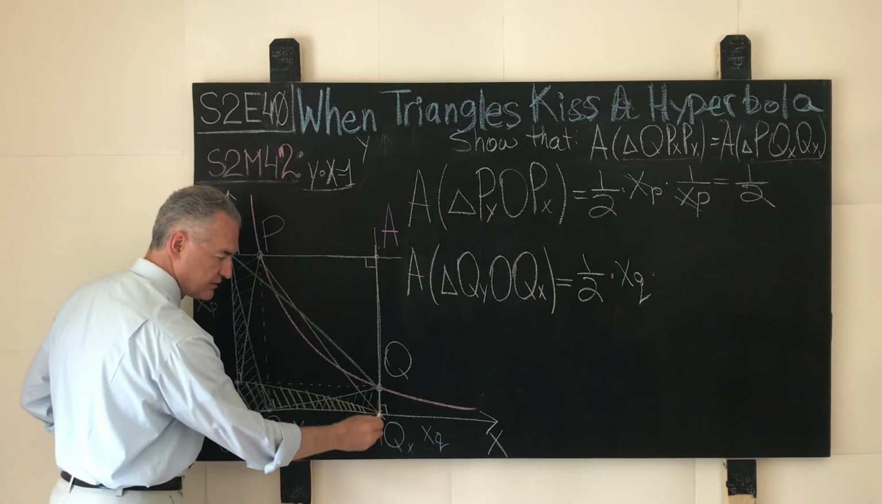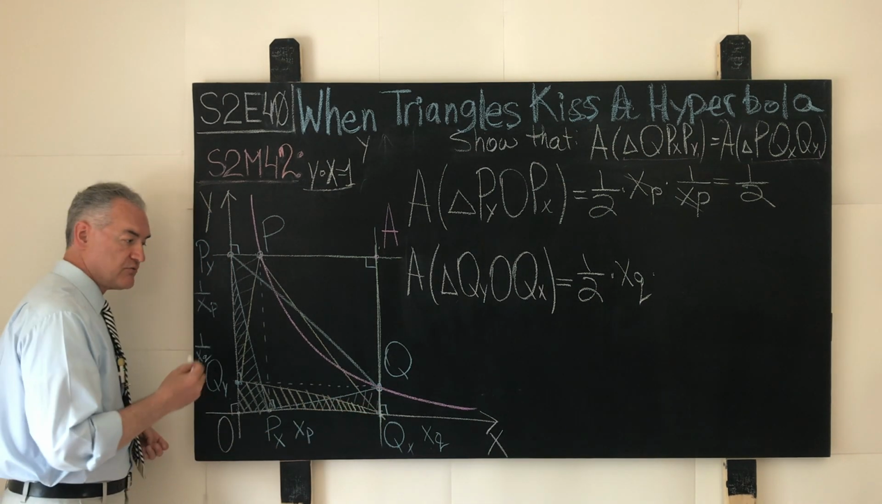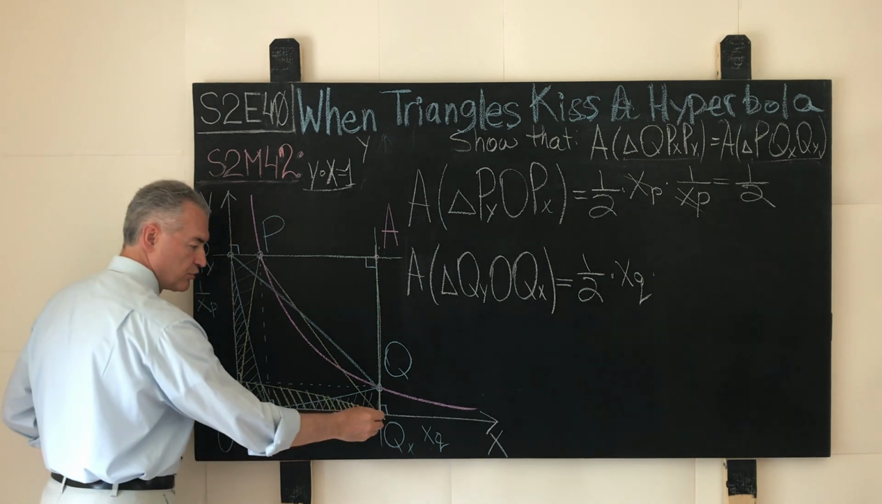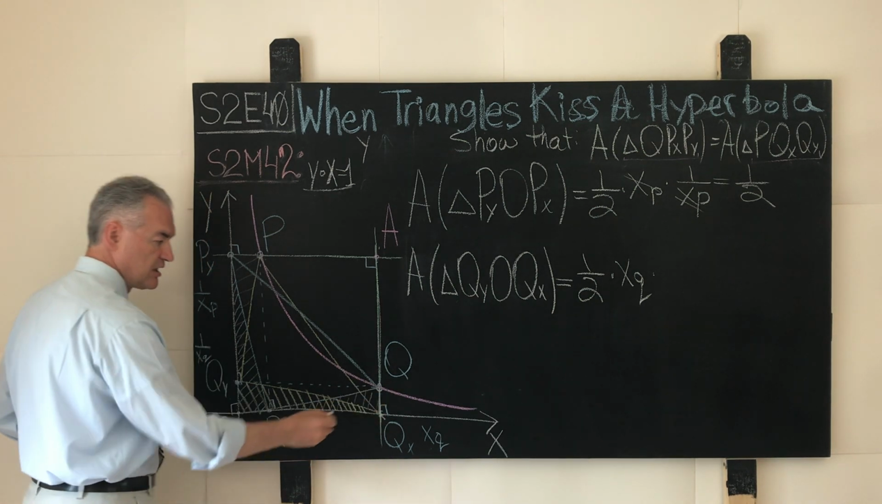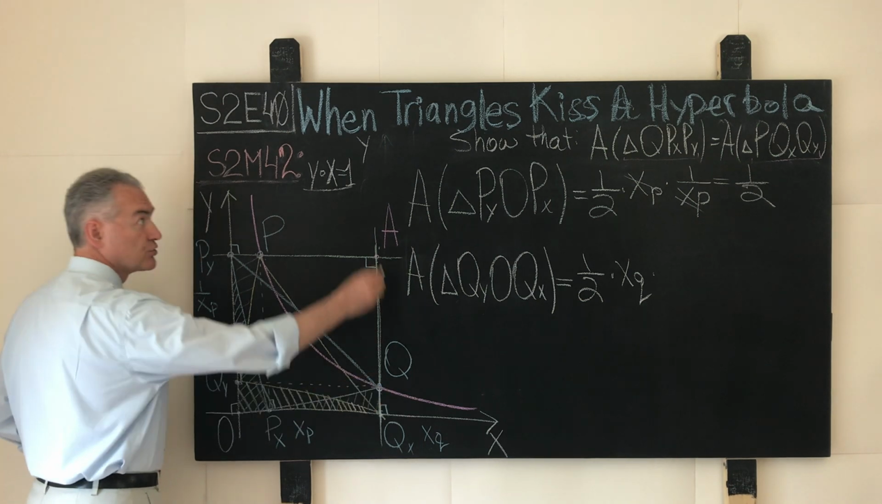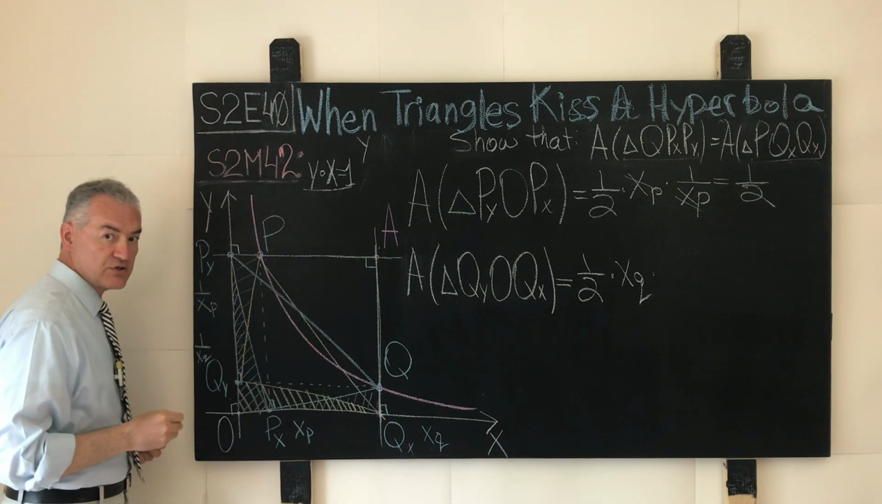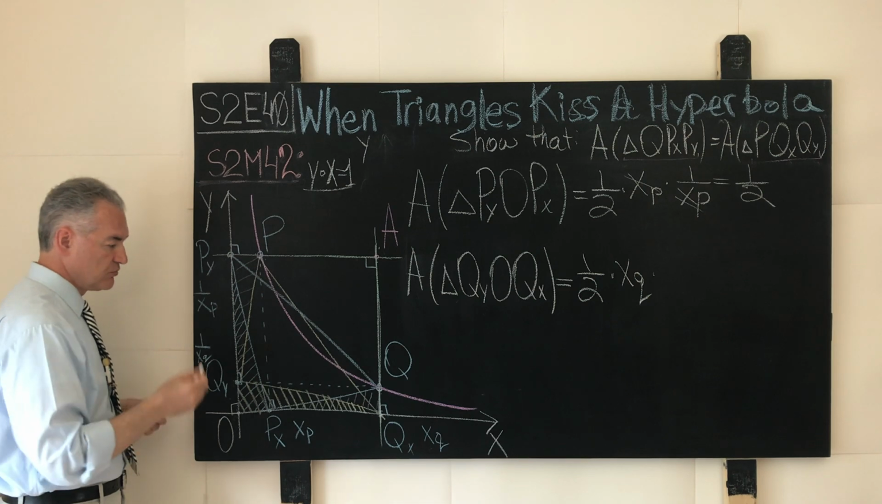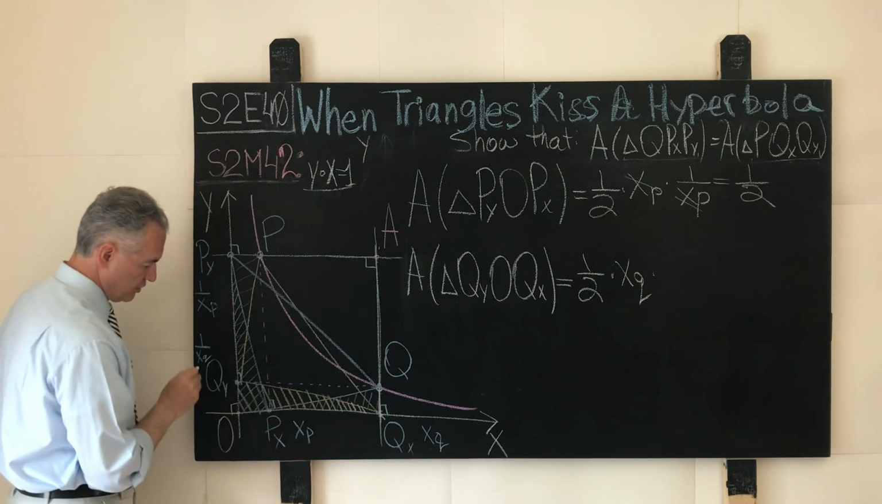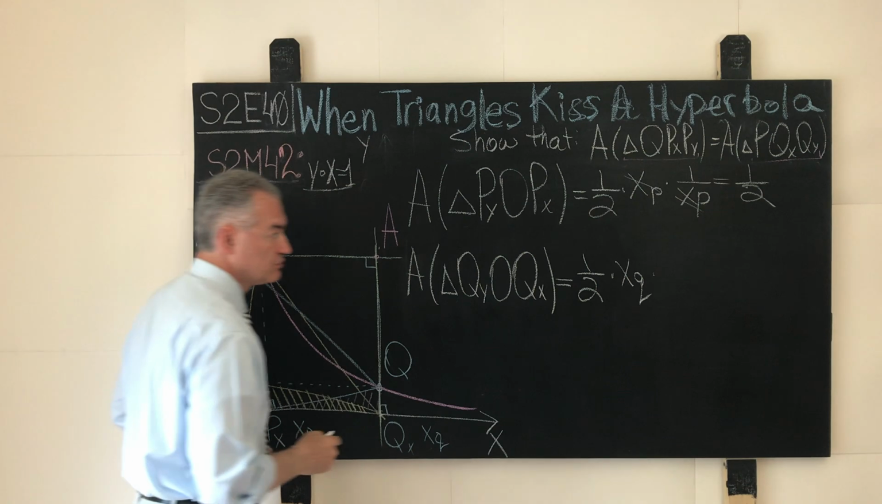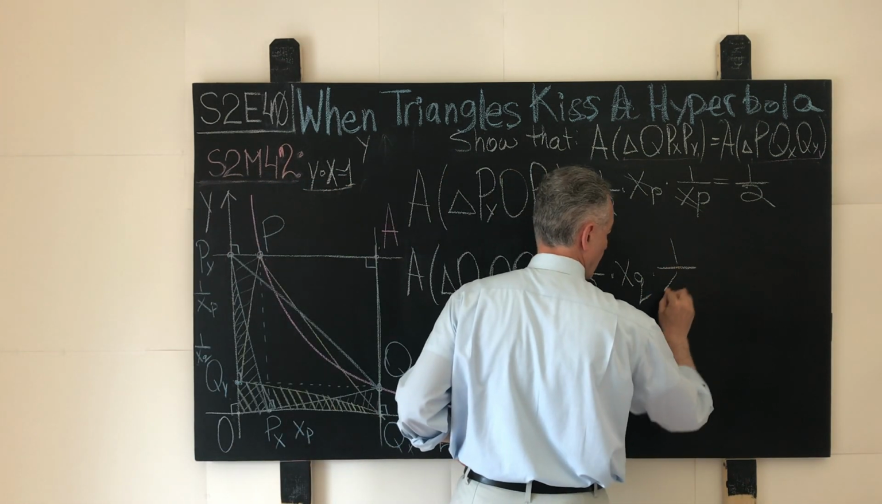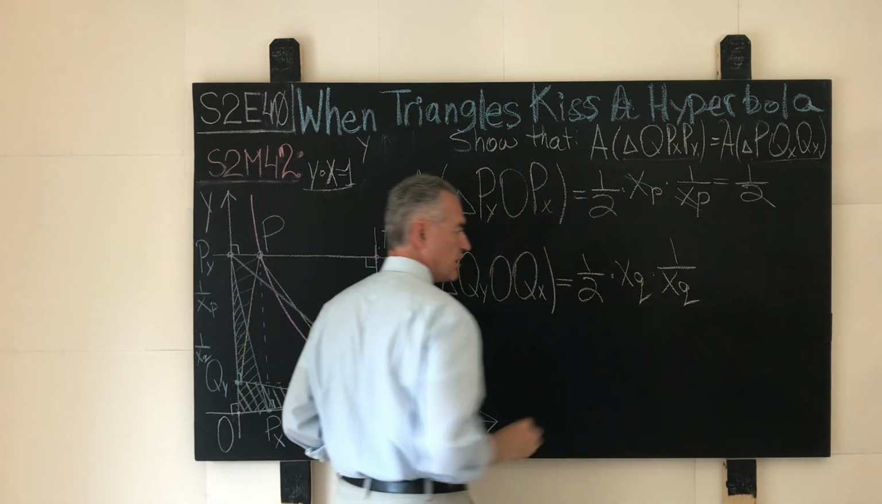And what does this height represent? This height represents the vertical displacement of the point Q over the x-axis, and because this point Q sits on the positive branch of the graph of the unit hyperbola, we know the drill. That coordinate will be 1/xq.